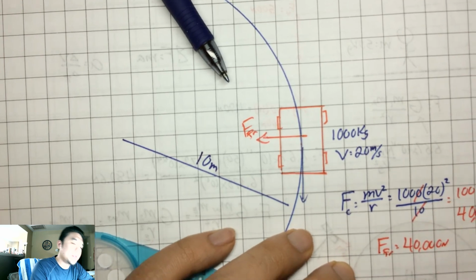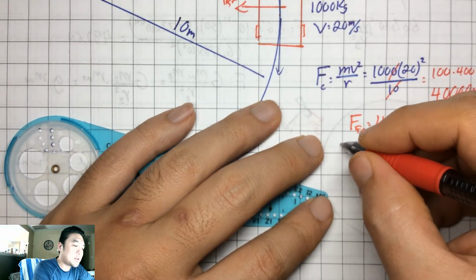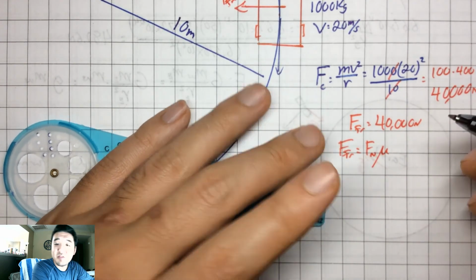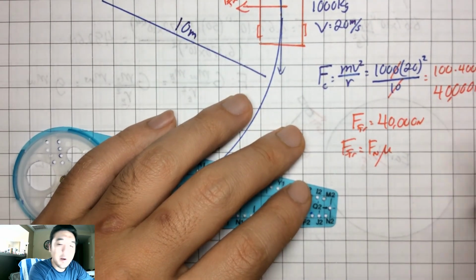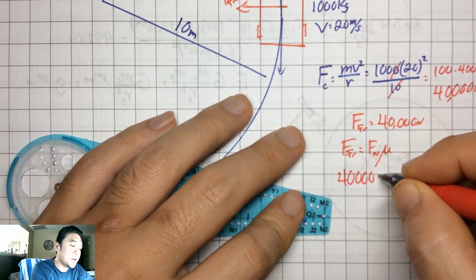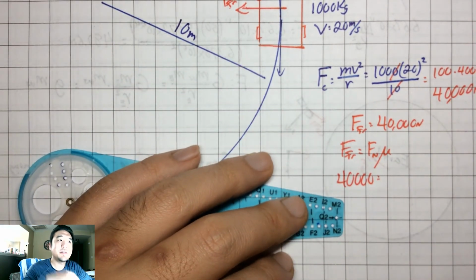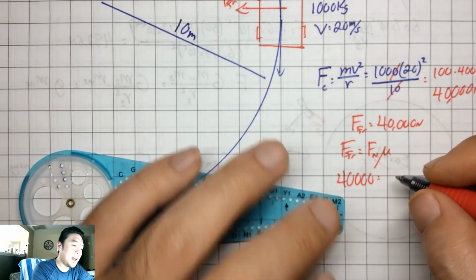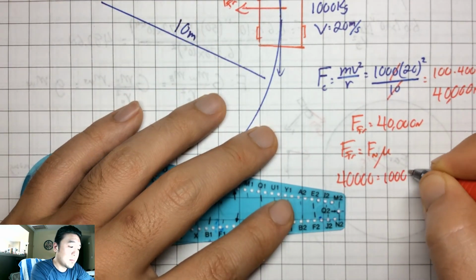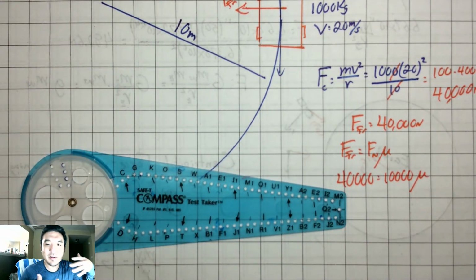40,000 newtons. Well, what is the force of friction's equation? Force of friction is normal force times mu, some coefficient of friction. Well, right now, if we know that we need at least 40,000 newtons, I can set 40,000 equal to normal force times mu. Well, what's normal force? We're on flat ground. So normal force is mg. M being 1,000, g being 10, so we're going to call it 10,000. Okay? And then mu is this coefficient of friction that we need between the tires and the ground.